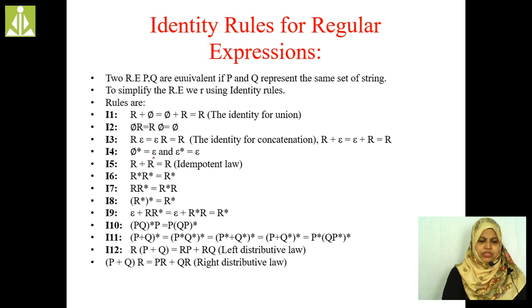Next, phi closure equals epsilon, epsilon closure equals epsilon only. R plus R equals R. This is the I5 rule. Next, the I6 rule is R star into R star equals R star. We can simplify in this manner. R star equals R star R. R star equals R star into R.